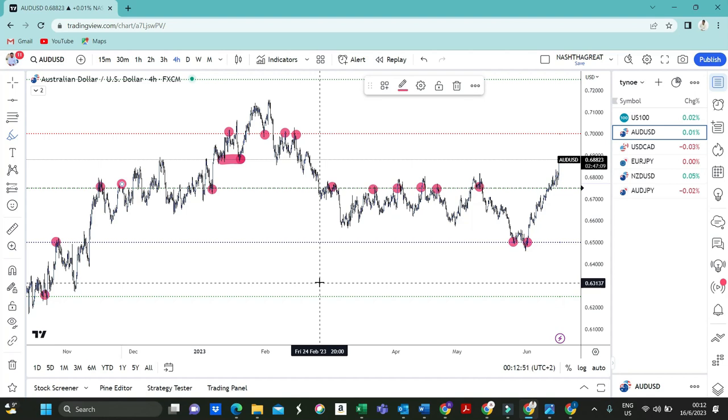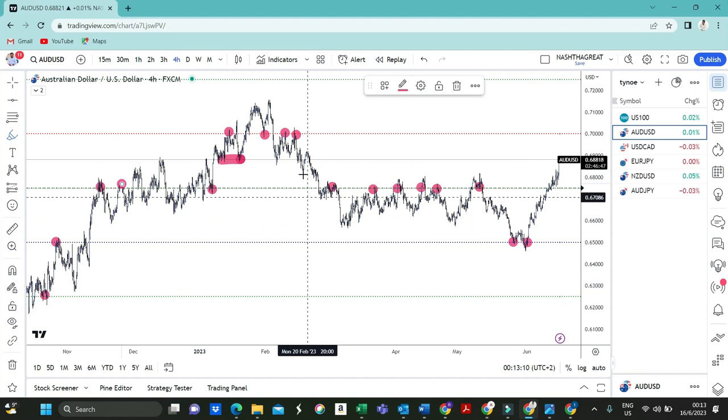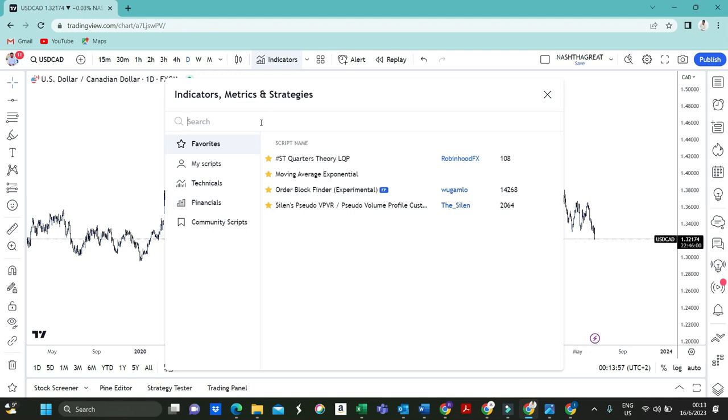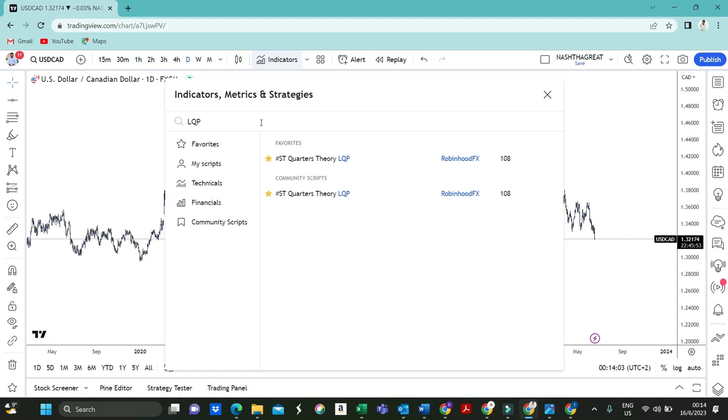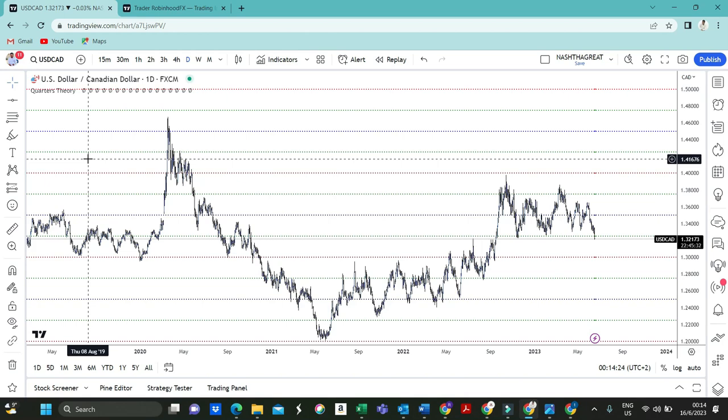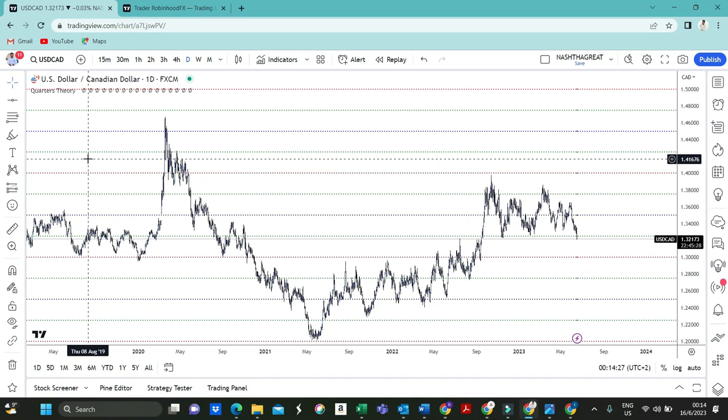Now, before I close this session, like I said, I'm going to drop the indicator. In other videos, I'm going to show you how I confluence it with my ICT and with my SMC. But for now, you just have to know it and confluence it with what you have. So now let me show you the indicator and where you can get it. You just come here and search it like this. Don't make a mistake, just type LQP. That's all you need, LQP. Then you get this indicator, ST Quarters Theory LQP Robin Hood FX 108. That's it. It is going to appear on your chart. Wow, so there it is on your chart.